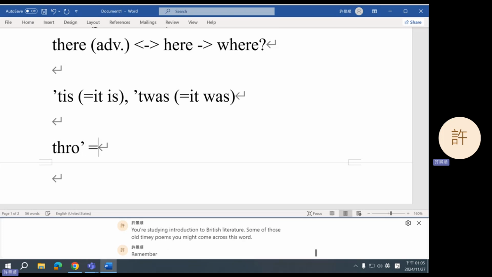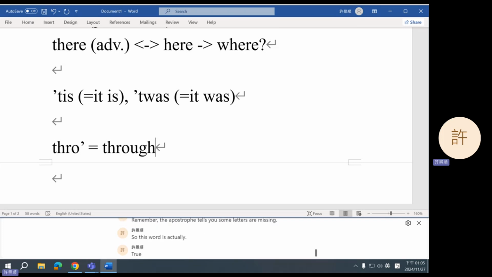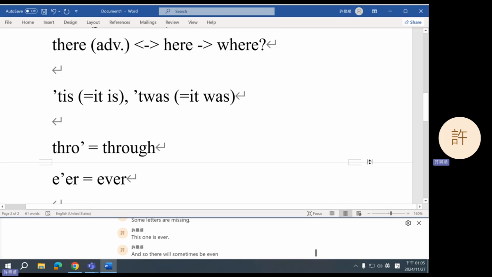Remember, the apostrophe tells you some letters are missing. So this word is actually through. You may come across this word. Some letters are missing. This one is ever. And so there will sometimes be even less predictable contractions. As long as you remember it means that there are missing letters, hopefully you can guess what the letters are from the context. You can figure out what word it's supposed to be.